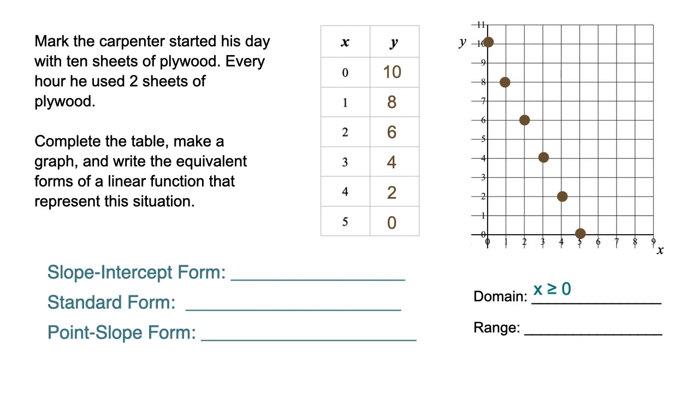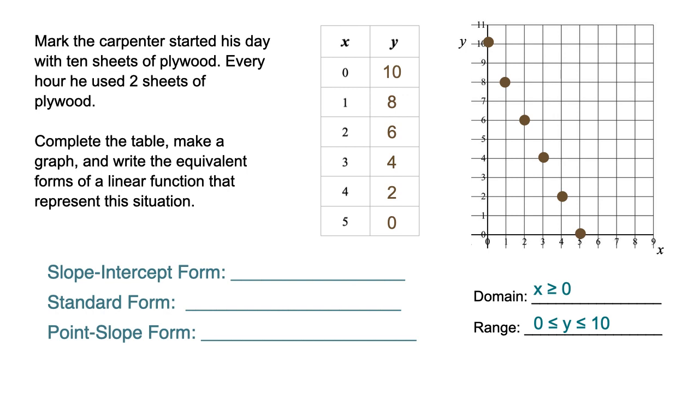In this context, y are the number of sheets of plywood. The most he has is 10. The fewest he's going to have is 0. So 0 is less than or equal to y is less than or equal to 10. We can think of this as y is between 0 and 10.